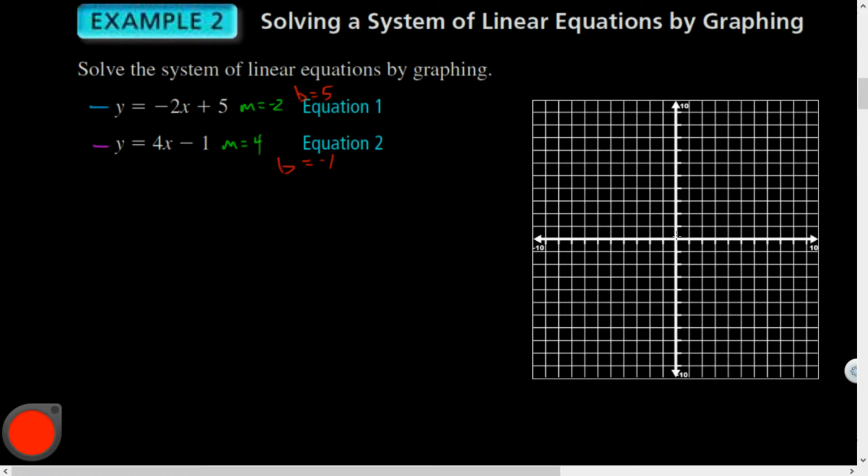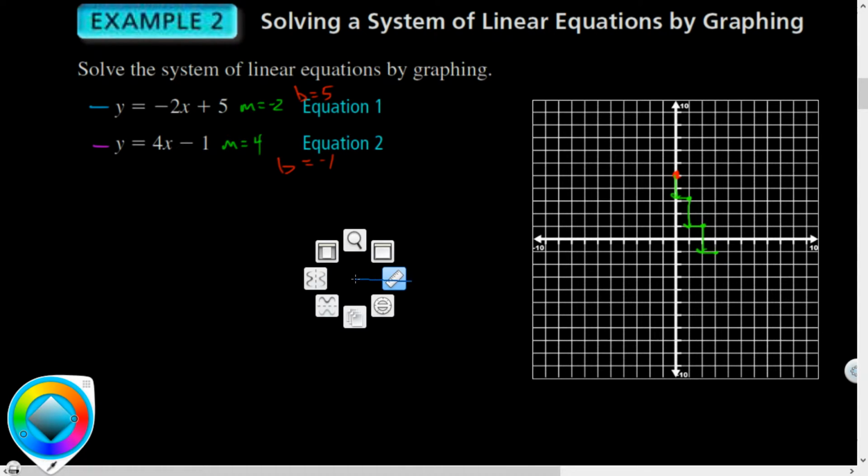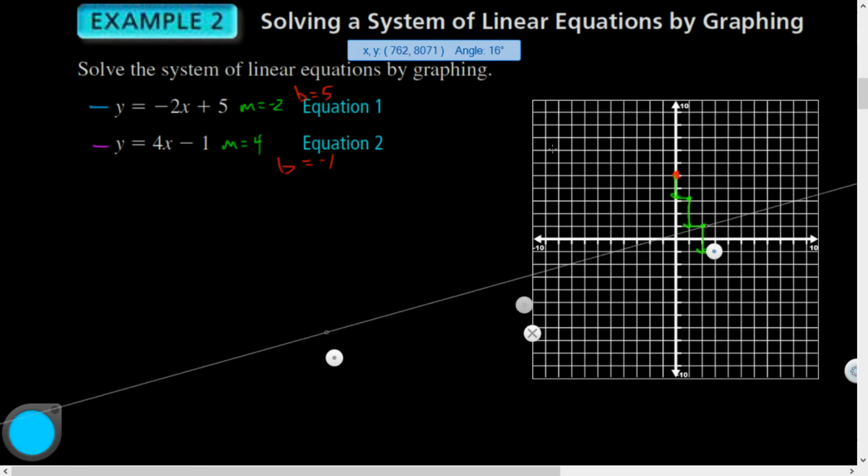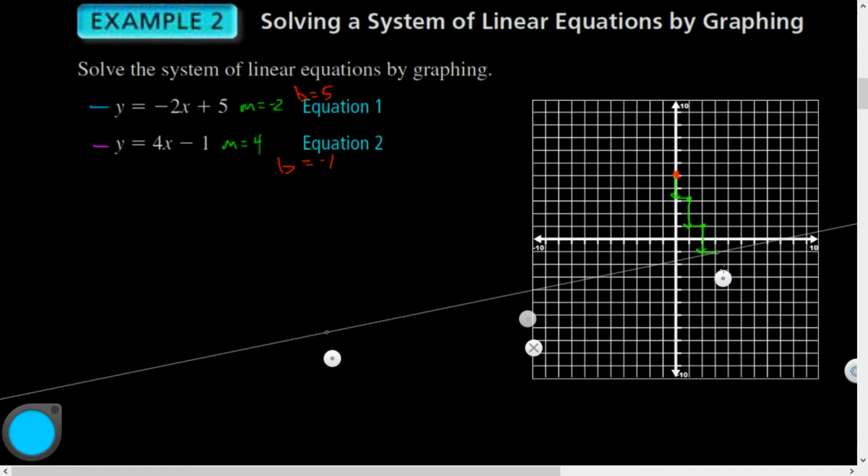So let's see. Up 5 for the first one. 1, 2, 3, 4, 5. Plot that point. B. Yep. And the slope is -2. So down 2 and over 1, and down 2 and over 1. Down 2 and over 1. And let me draw a wonderful sky blue, aqua, marine, teal line passing through those points.